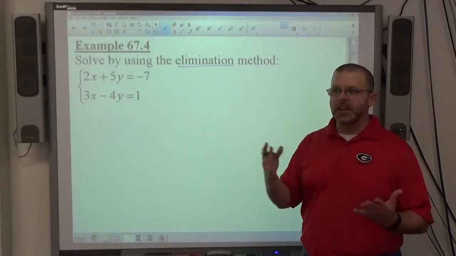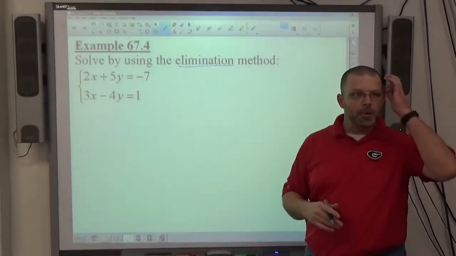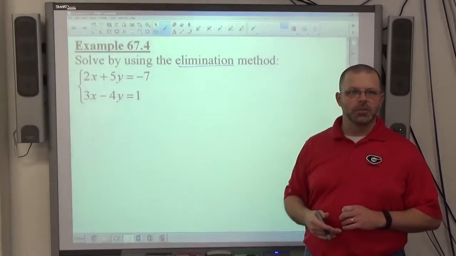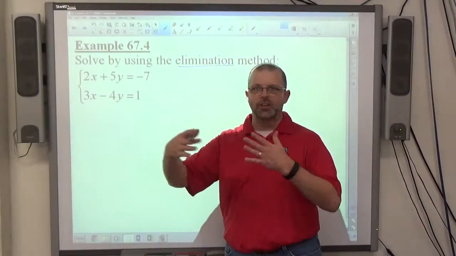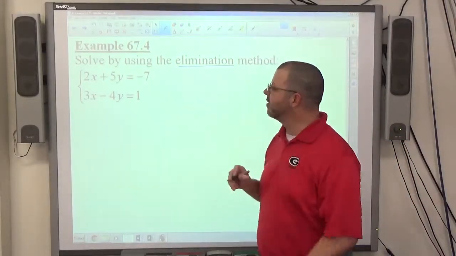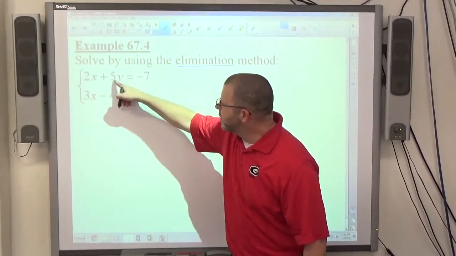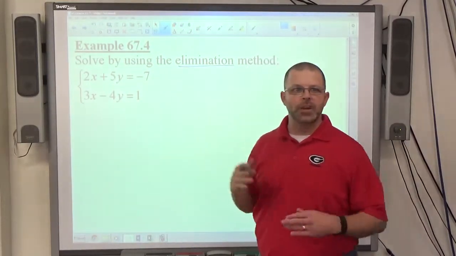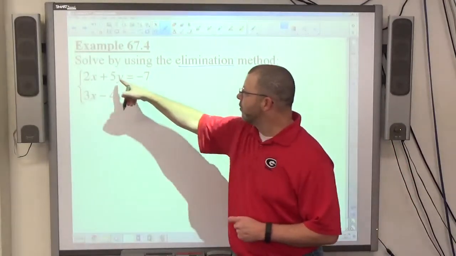Again, I can get rid of x. I can get rid of y. It's your choice. I personally don't like to multiply by negative numbers. The chances of forgetting a sign change is there. So to avoid that situation, if I already have opposite signs, one positive, one negative, that's the one I choose to get rid of every time. So I want to get rid of y.